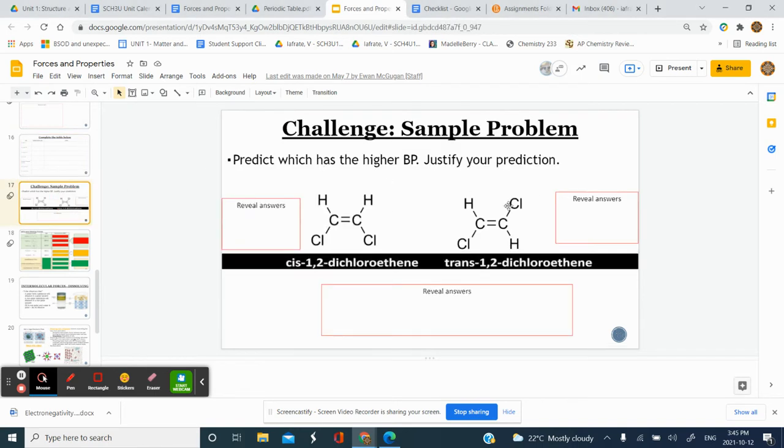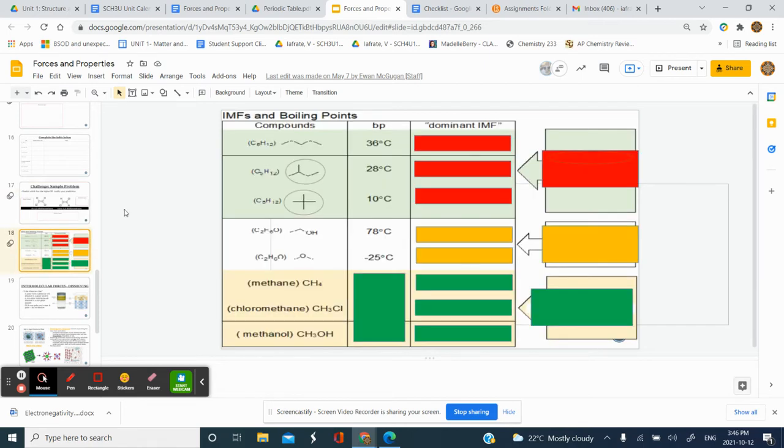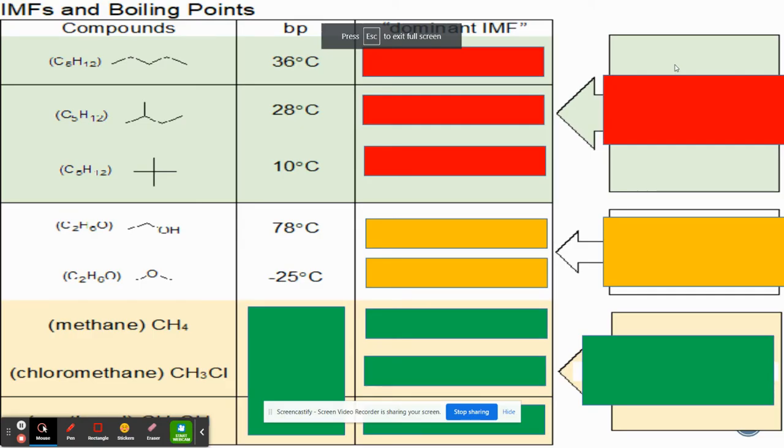There's a great challenge one for you to try here, so I recommend you try this out and try to pick which of these two molecules here will have the higher boiling point and justify your prediction. Hint, it might help to draw in your vector arrows for your dipoles. It's a nice, good practice one here. And then over here is just a summary table for the intermolecular forces and boiling points. So it's a bit tough to understand what's going on right now, but if I start to explain it to you, you'll pick up on it pretty quickly.